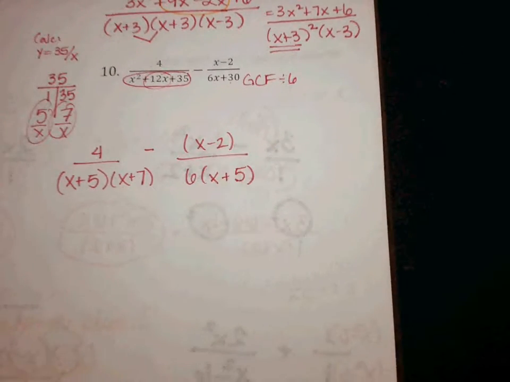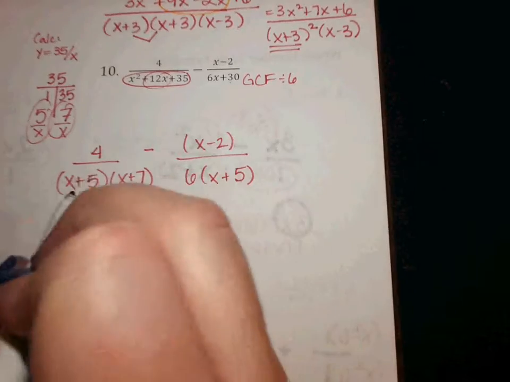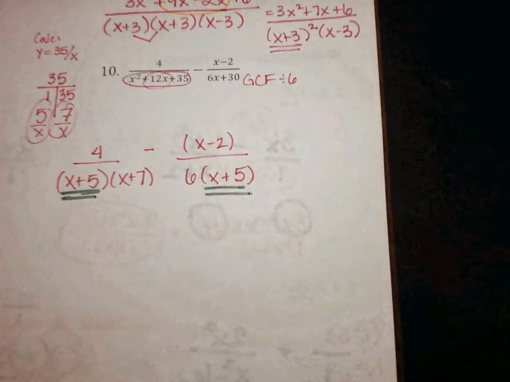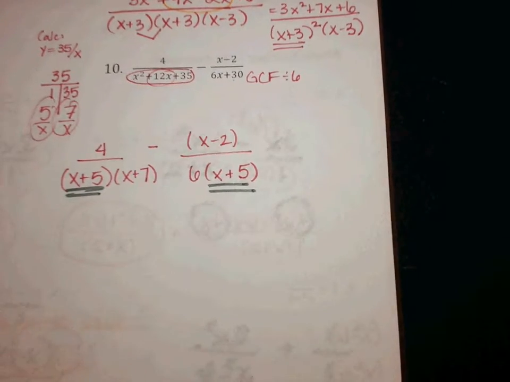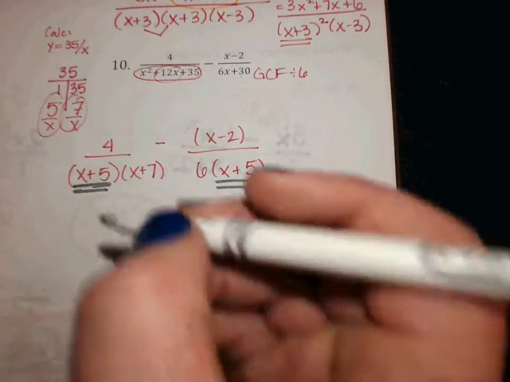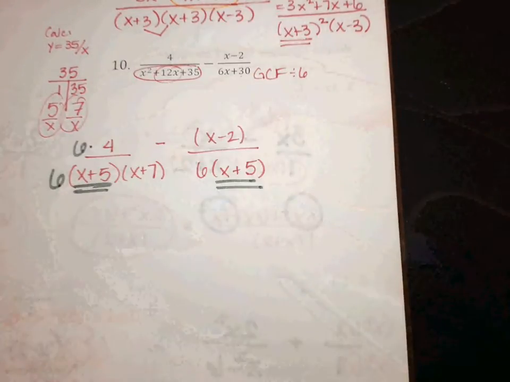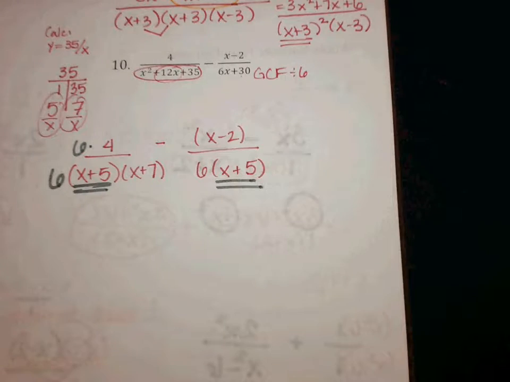Okay, look at the bottoms. They should usually already have something in common unless one of the sides is a 1. Okay, so here I have an x plus 5 and an x plus 5. What are we adding to the first fraction so they match? Okay, 6. And what are we adding to the second fraction so that they match?